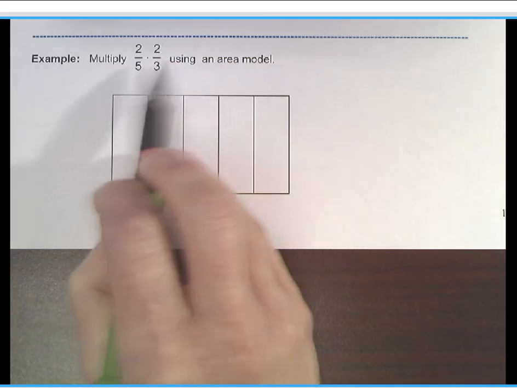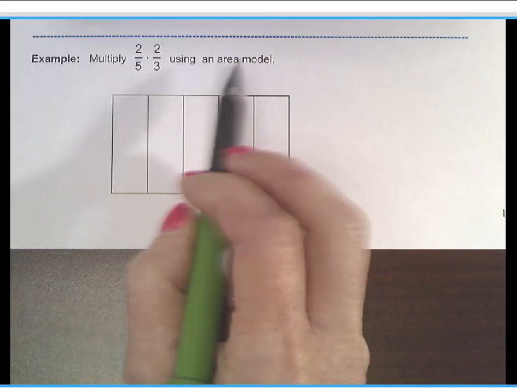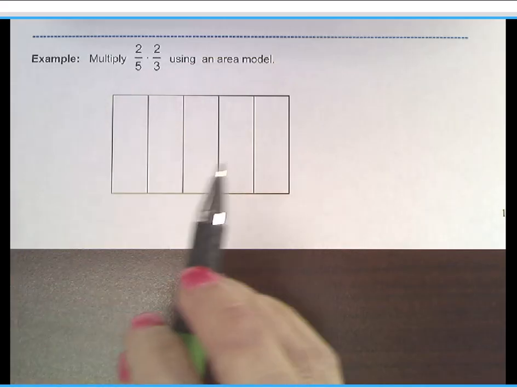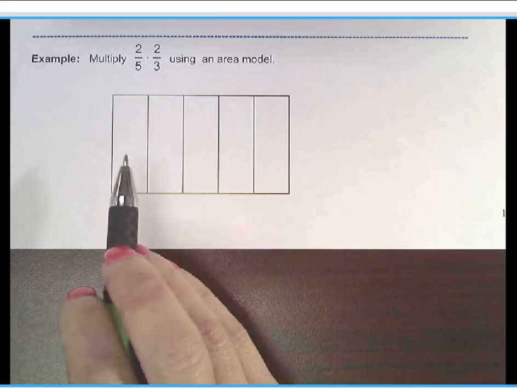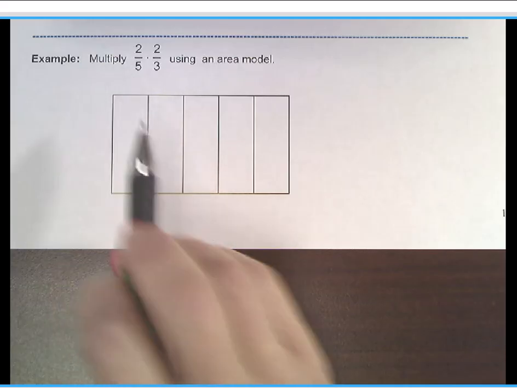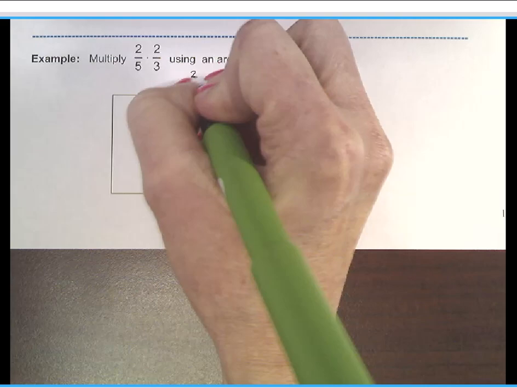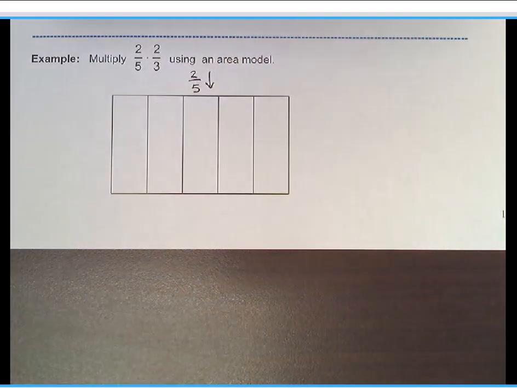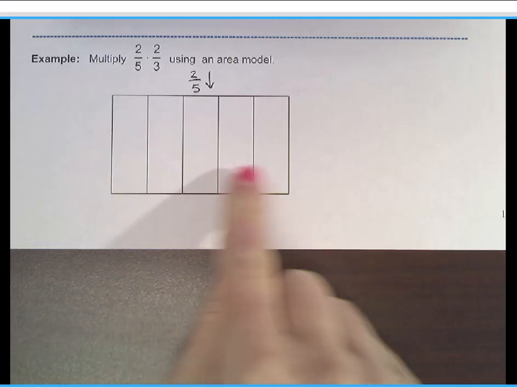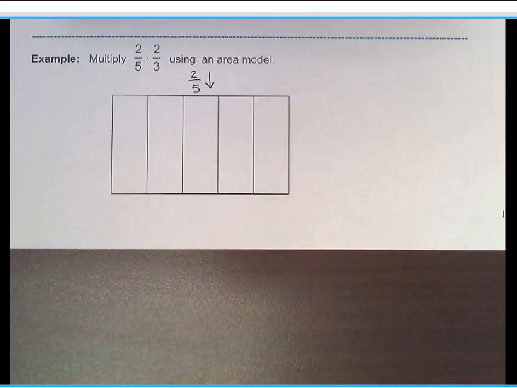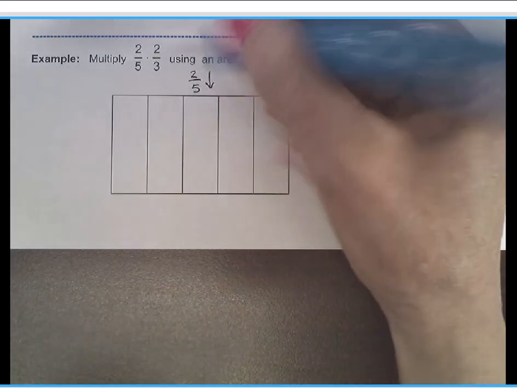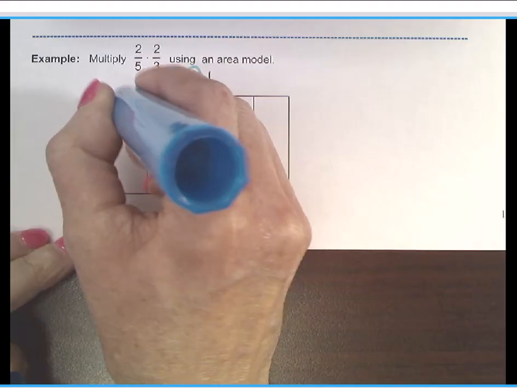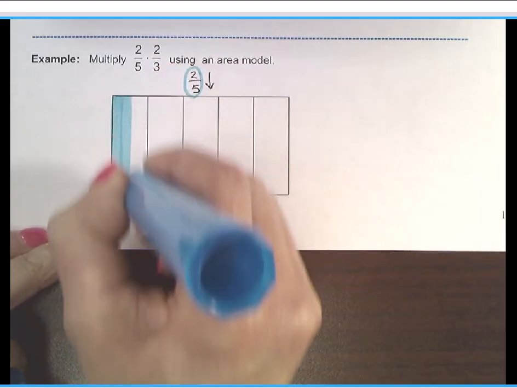It doesn't matter which one you start with, which one is going to be the columns and which one is going to be the rows. It makes no difference. But just for consistency's sake in the video, I'm going to always make the first fraction be the columns. So I'm going to draw 2/5, and I'm going to shade what that would look like as columns. You can see I've already got this broken into 5 columns. I'm going to shade 2 of those fifths in blue. Again, I'm going to try to be consistent with my colors.